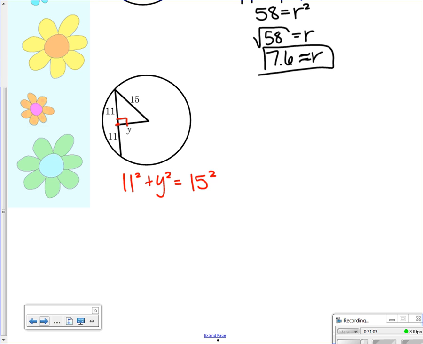Again, I'll give you a second to finish that one, and round to the nearest tenth again. All right, y is about how long? 10.2.